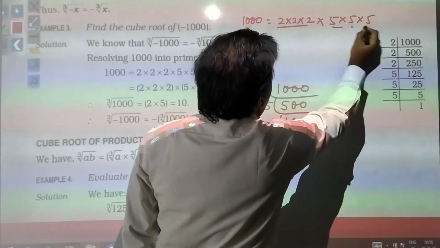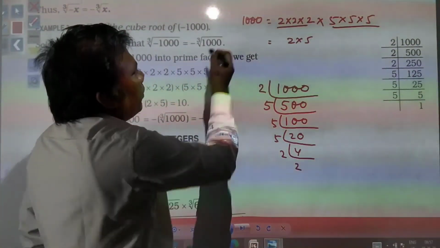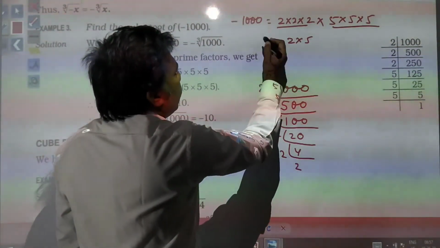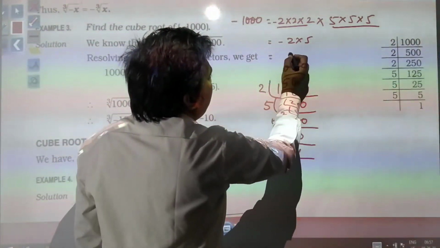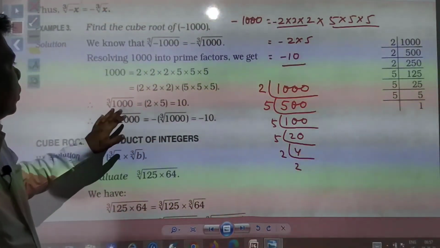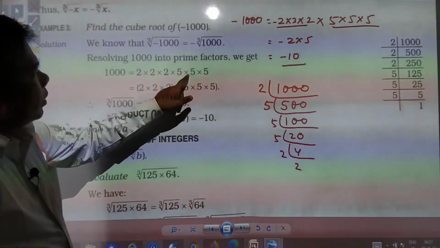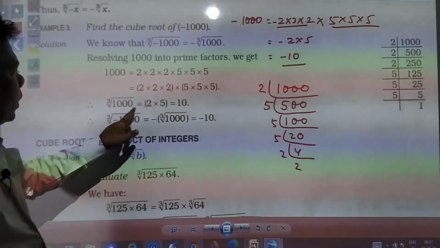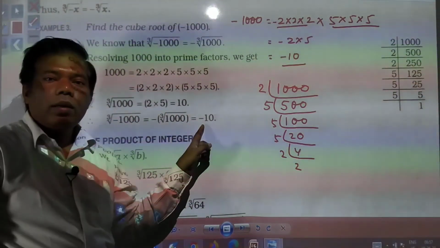So 2 triplets you have got, so this will be 2 into 5 and that will be 10 if this is positive. If this is negative, then your product also will be negative. So this will be minus 10 and this will be your answer. So here you see 1000 is equal to 2 into 2 into 2 and 5 into 5 into 5, and finally you have got cubic root of 1000 is equal to 10, and that's why cubic root of minus 1000 will be minus 10.